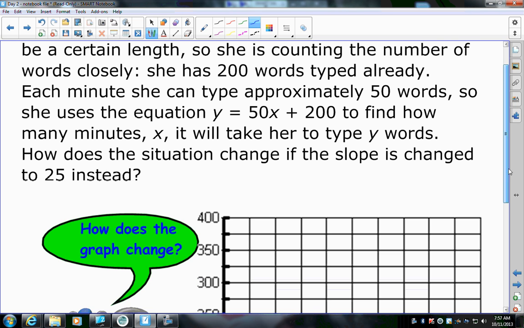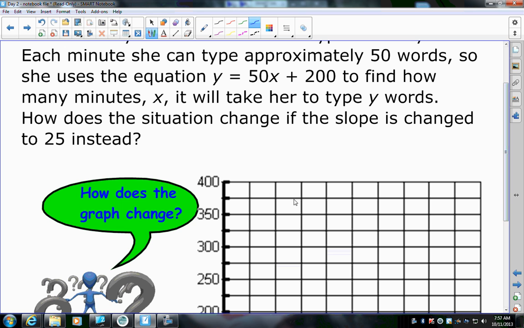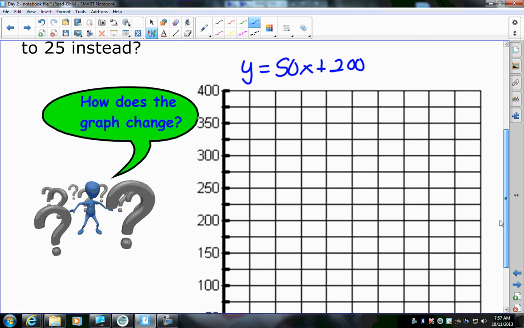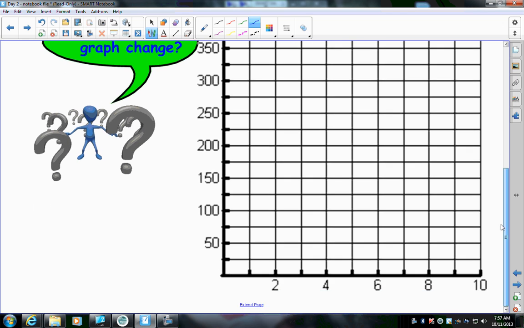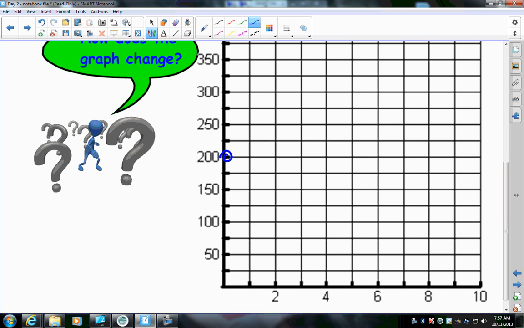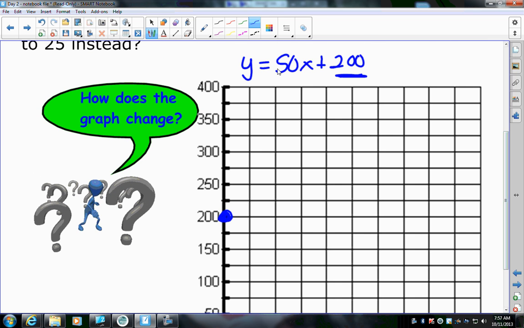Okay, so at first, let's go and graph on our paper y equals 50x plus 200. Okay, let's graph this. I'm going to start my y-intercept as 200. So I'm going to start on my y-axis and go to 200 and put a dot. My slope is 50/1. That means to go up 50 to the right 1.